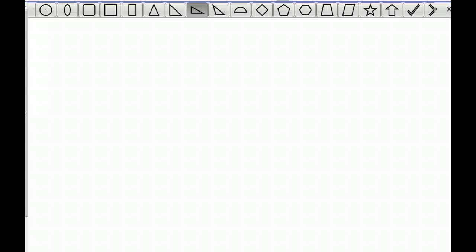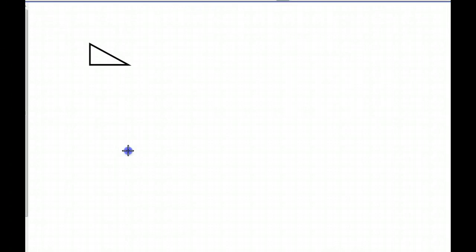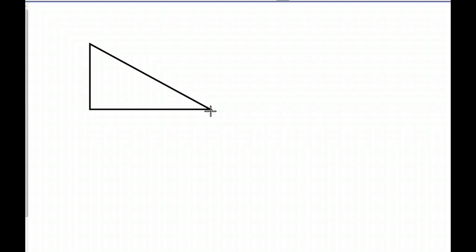Something's really screwy with the smartboard today. Well, good. All right, what about a triangle that looks like this? Wait, what was the answer? 8.03. Yeah, I'm not kidding.